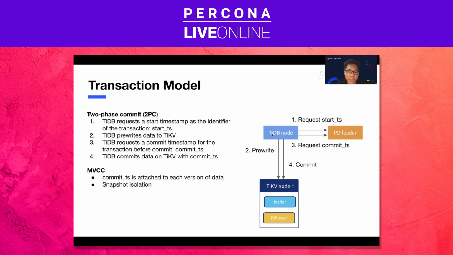Secondly, TiDB may read TiKV with start.ts, do some computation, and then pre-write data to TiKV, and wait for all TiKV nodes to return success. Then TiDB requests a timestamp again from the PD leader, which is called commit.ts. It's used for committing. And last, TiDB commits data on TiKV, and each version of data is attached with the commit.ts. Since the commit.ts is attached, the data has multiple versions, so TiDB supports multi-version concurrency control, and the highest isolation level is snapshot isolation.